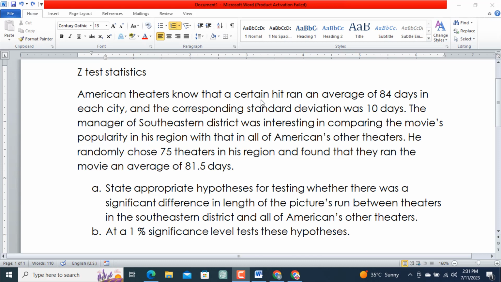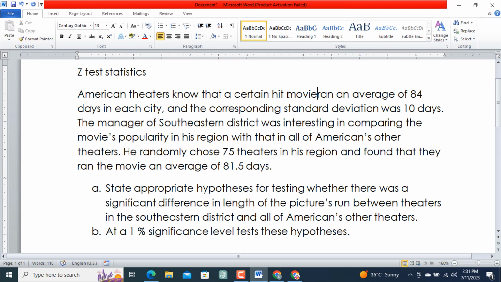American theaters know that a certain hit movie ran an average of 84 days in each city. And the corresponding standard deviation was 10 days. The manager of the southeastern district was interested in comparing the movie's popularity in his region with that in all of America's other theaters. He randomly chose 75 theaters in his region and found that they ran the movie an average of 81.5 days.